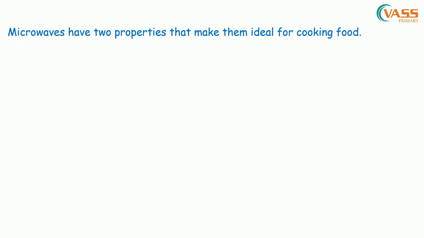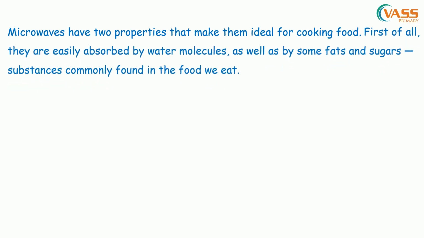Microwaves have two properties that make them ideal for cooking. Can you think of what they are? Alright, let's check. First of all, they are easily absorbed by water molecules, as well as by some fats and sugars, substances commonly found in the food we eat.